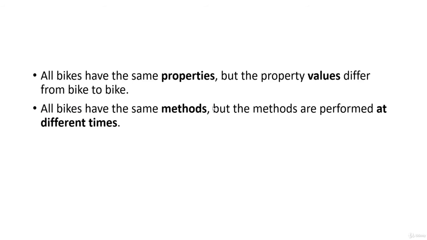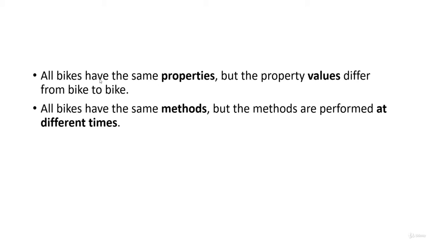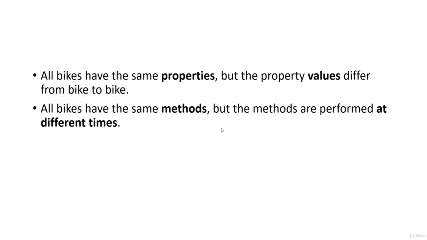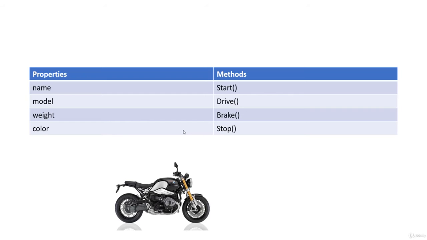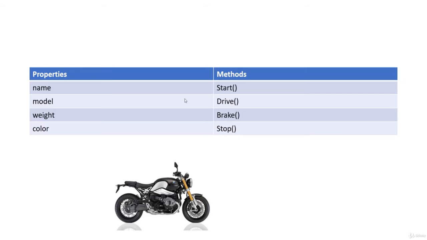All bikes have the same properties, but the property values differ from bike to bike. They will have a name, model, weight, color, but their values will be different from bike to bike. And all bikes have the same methods: start, drive, brake, stop, but they will perform those methods at different times. One bike can drive, another can stop, but the methods are the same from bike to bike, and the property values will be different for different objects.